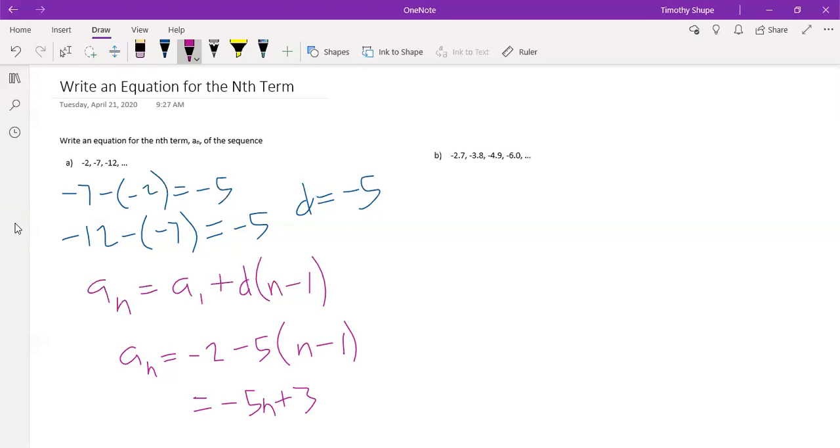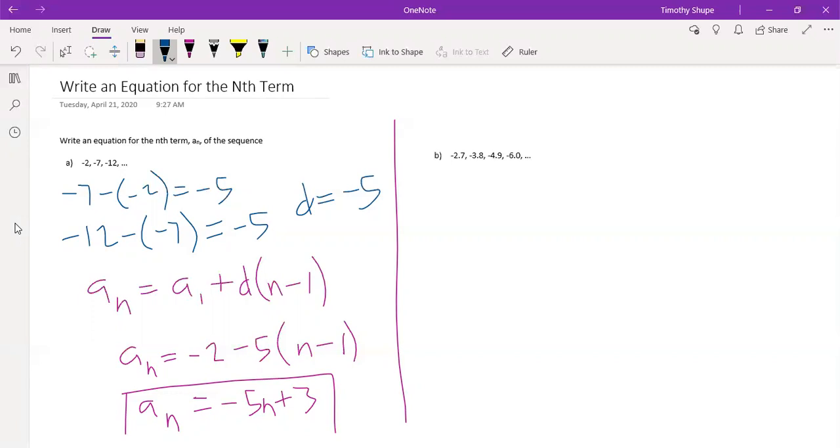So I could either say that I have the expanded version of an equals -2 minus 5 times n minus 1, or if I distribute that -5 in and combine like terms, I get an equals -5n plus 3. And this one looks a little cleaner, so I'm going to use that one as my final answer. Now the second one, we see that we've got some decimals, but we can still work it the exact same way. And whether these were positive, whether these were negative, it doesn't matter. We're just trying to find the difference between the values to show that we're either increasing or decreasing consistently.